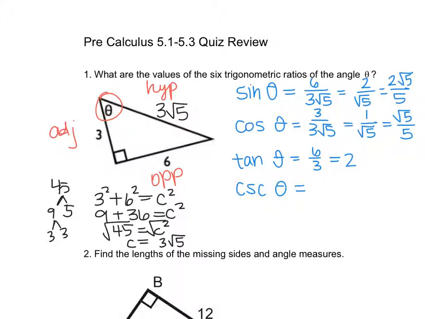So we're actually going to do the reciprocal of 2 over square root 5, which is square root 5 over 2. Next, we do secant of theta, which is the reciprocal of cosine, which is just going to give square root 5. And then cotangent of theta, the reciprocal of tangent, is going to be 1/2.